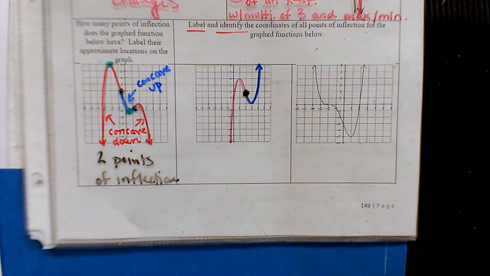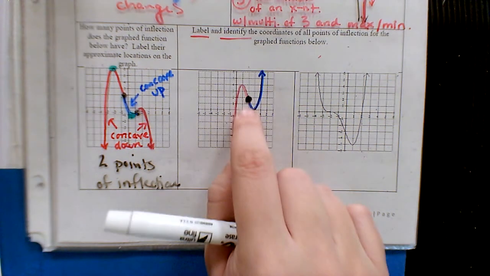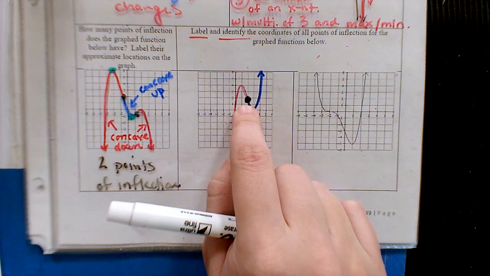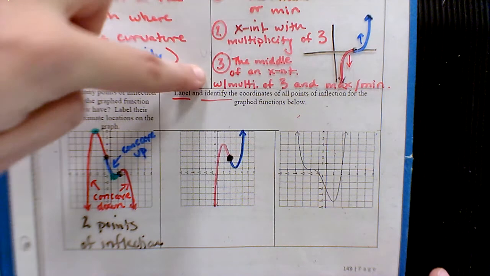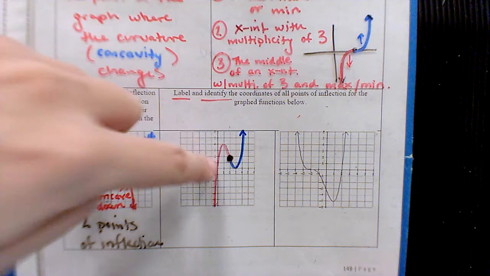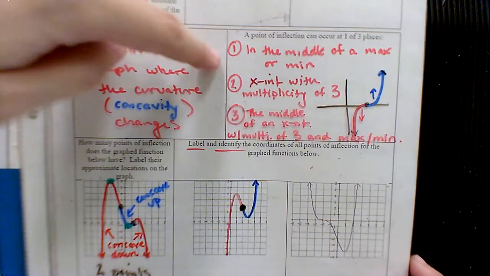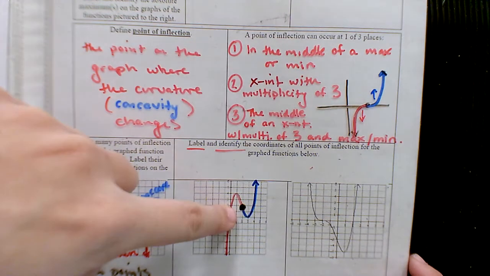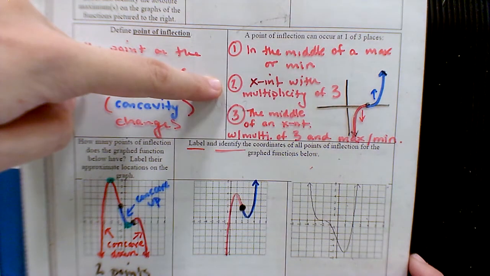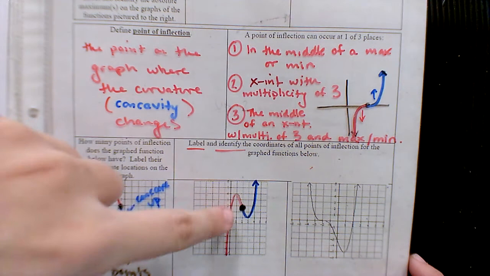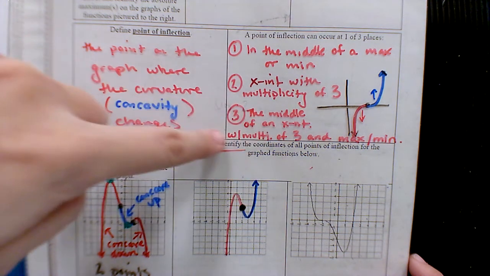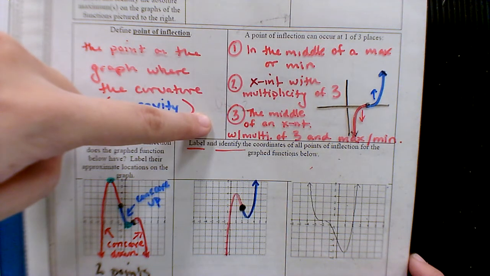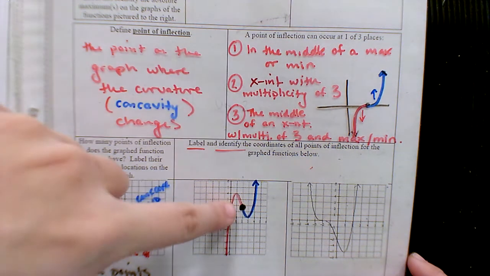Okay, what exactly is that ordered pair? So this point, if we labeled it as a point of inflection, is happening at one of these 3 instances. Is this point of inflection in the middle of a max or a min? Is this point of inflection an x-intercept with a multiplicity of 3? Or is this point of inflection in the middle of an x-intercept with a multiplicity of 3 and a max or a min? Can we identify which of the 3 this one is?